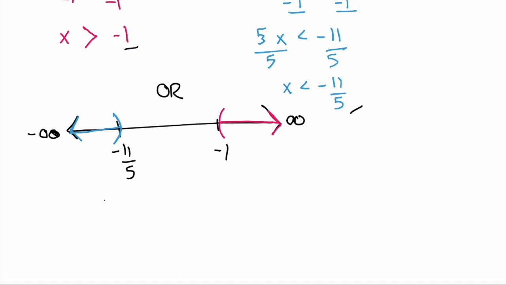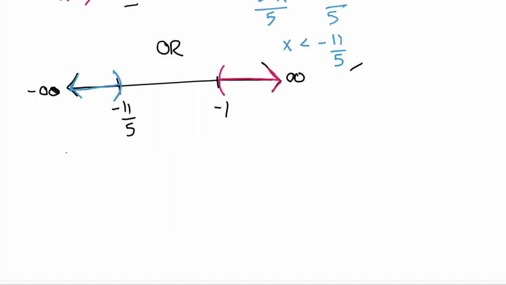Well, this first chunk is blue. And that first chunk is the interval of negative infinity to negative 11/5. And then the second chunk is red. And that's from negative 1 to positive infinity.